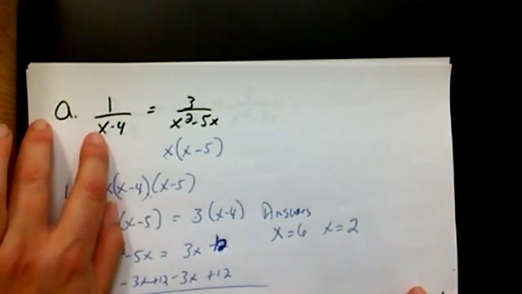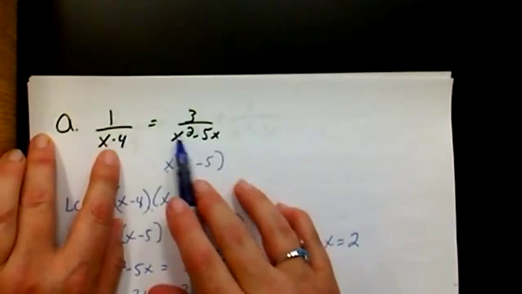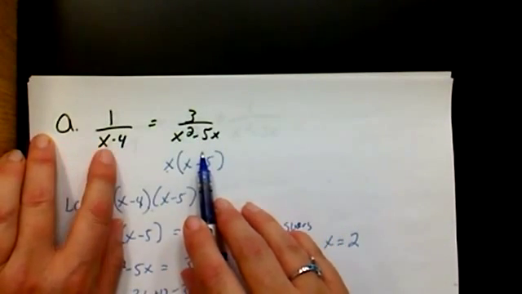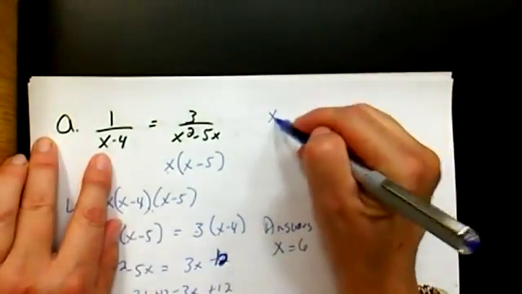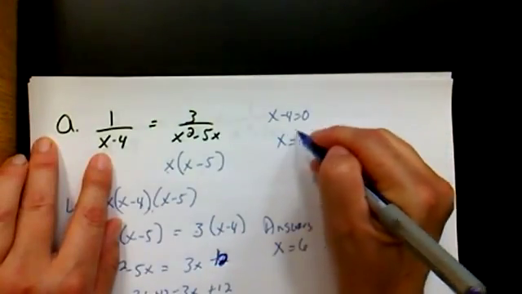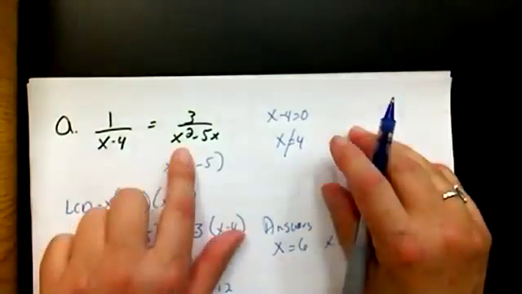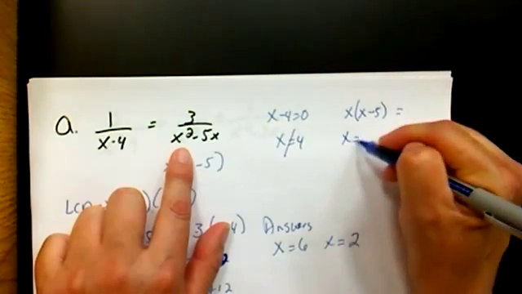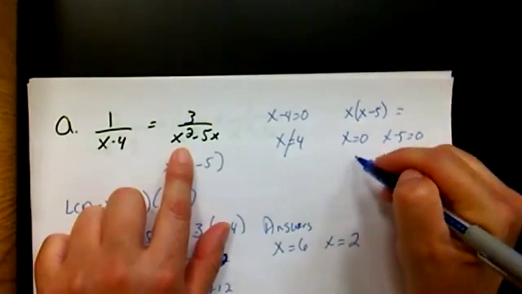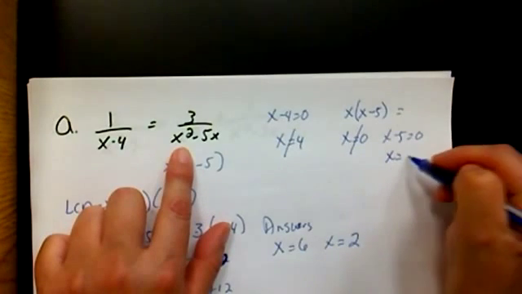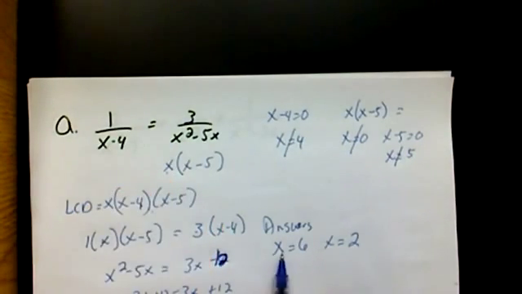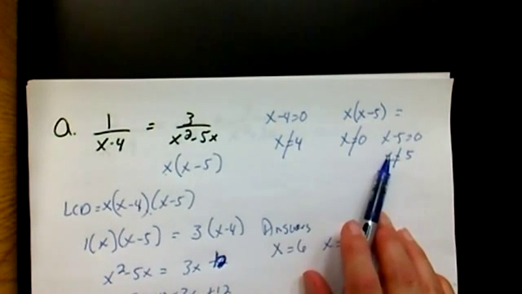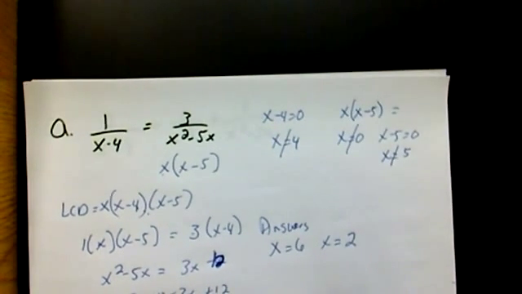You could have also found out what x could not be by going back and doing restrictions like we did in 7.1a. If I found the restriction of this side, it would be x minus 4 equals 0. So x could never equal 4. And if I did the other one, factored it out, set both equal to 0, I would find x could never equal 0 and x could never equal 5. And since 6 and 2 are not any of those numbers, I'm good to go. So you can always check it. You can always find out whether your answers are right by finding out what those restrictions happen to be.